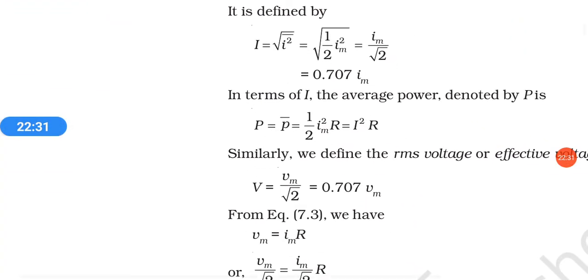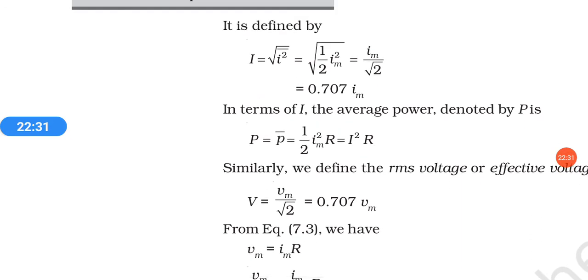Now it is defined by I equal to under root of I square average. Since I square is equal to Im square, the square and the under root cancel, and we have Im upon under root 2, which is 0.707 Im. For the average power, P equals 1 by 2 I square m into R, so with I equal to Im by root 2, P is equal to I square R.